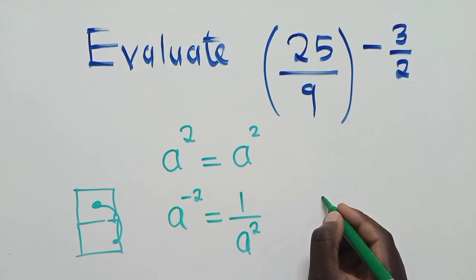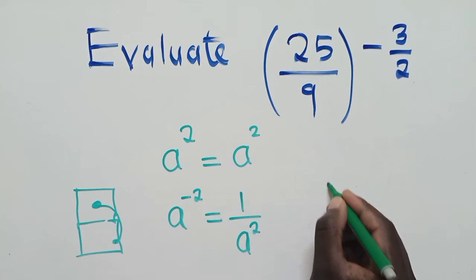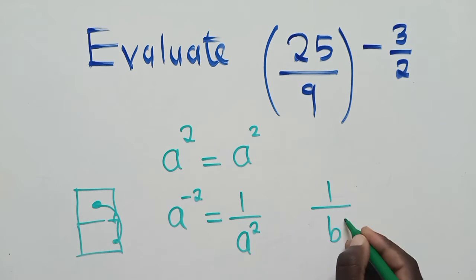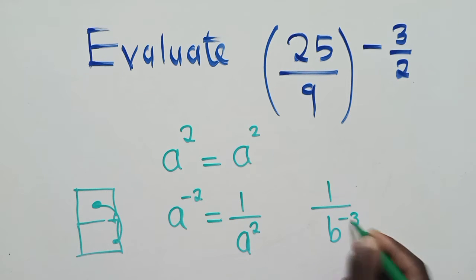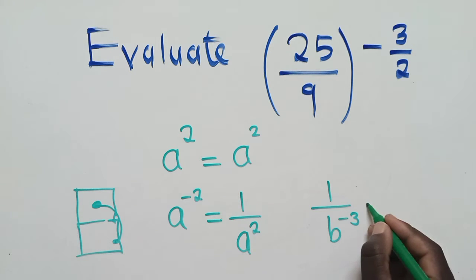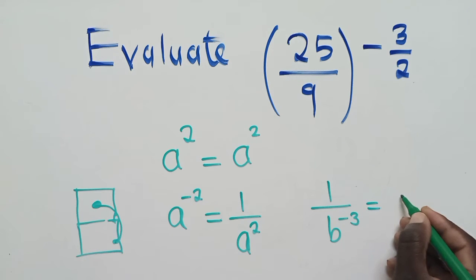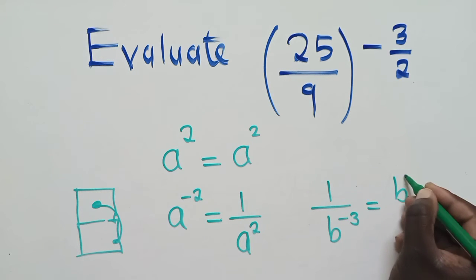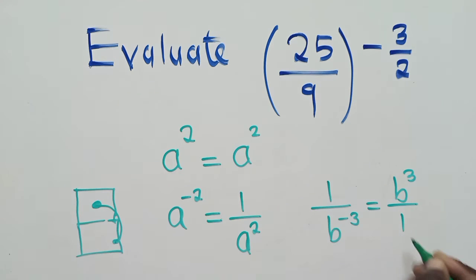If you see a negative, let's say we've got 1 over b power negative 3. This is downstairs. When you see a negative sign, take it up. It will go upstairs. So it will be like this, b power 3 over a 1. We shall remain with a 1 down here, such that this will just be the same as b power 3, because 1 into b power 3 will just be the same.